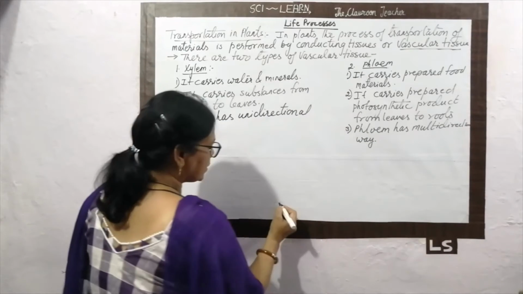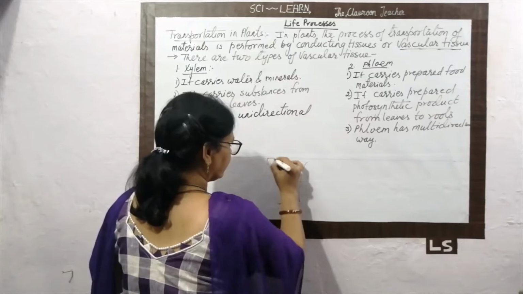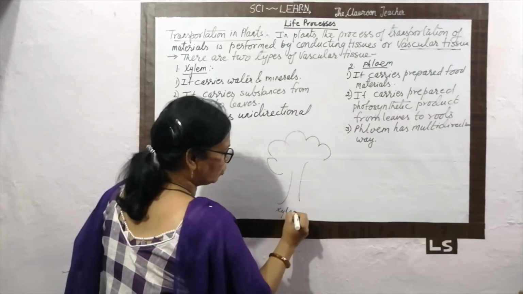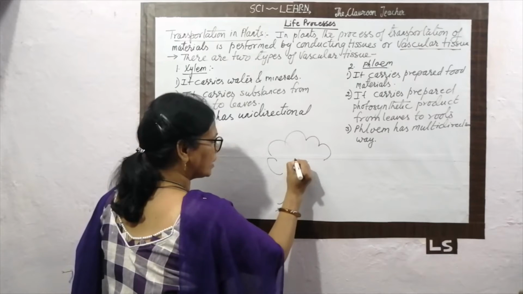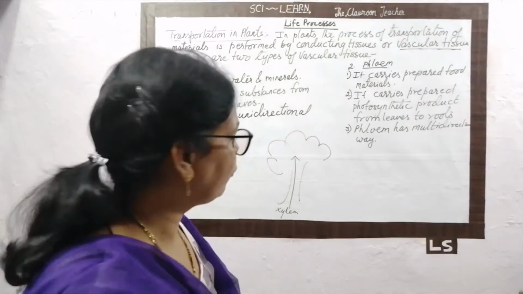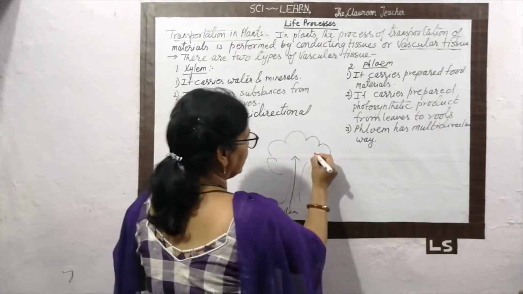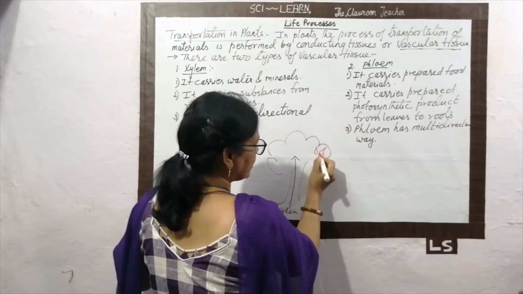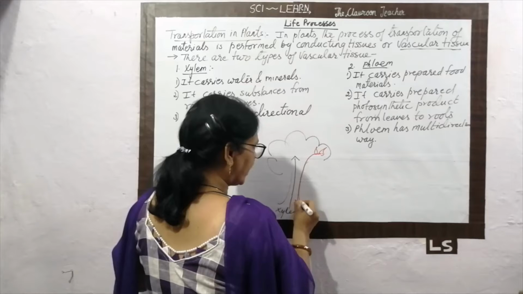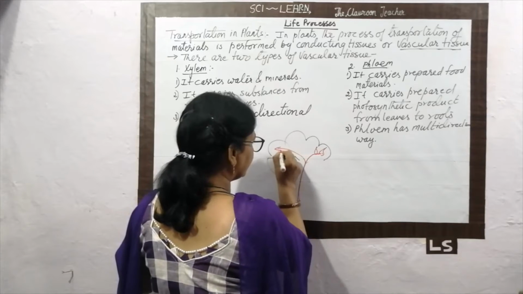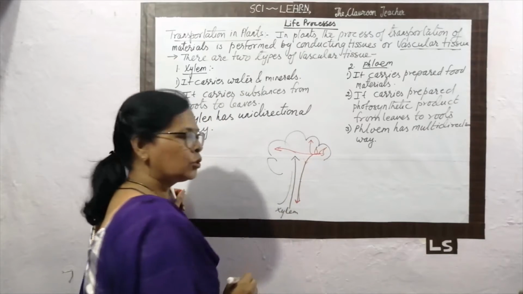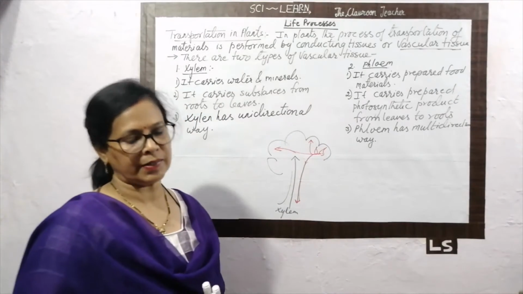Okay, this is the plant. The xylem tissue collects the water and transports it in the upward direction. But what happens with the phloem tissue? These all are the leaves. The food is prepared here. That food moves in the downward direction, it moves in this direction. So the multi-direction movement is there.